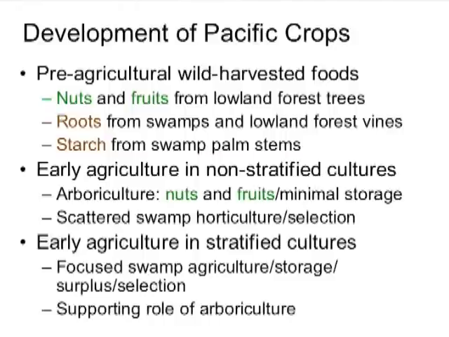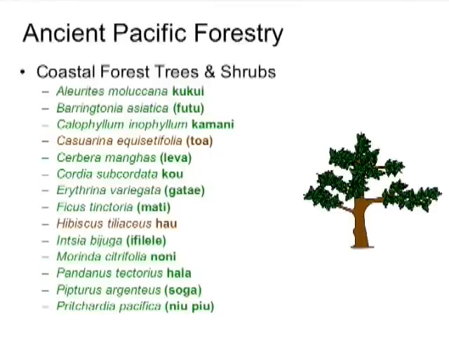Within this third category, there's really only a supporting role for arboriculture, the one exception being that in some atoll systems, breadfruit, which is an arboriculture crop, takes on a high status, but this is kind of unusual and is not terribly typical. There's a number of coastal forest trees and shrubs that have been important and have been both moved around the Pacific Islands and have been sought out as people move to new islands.